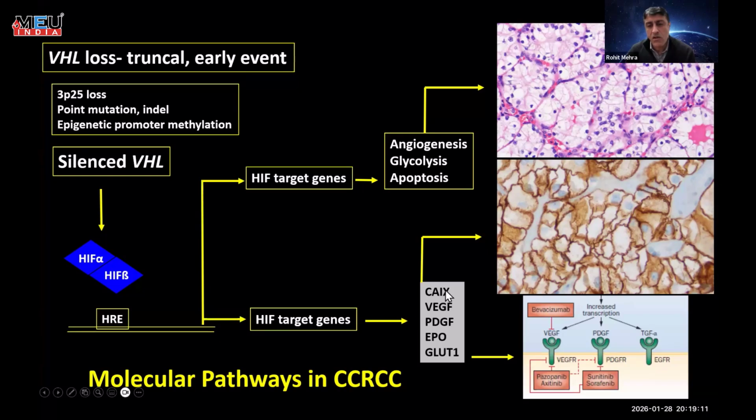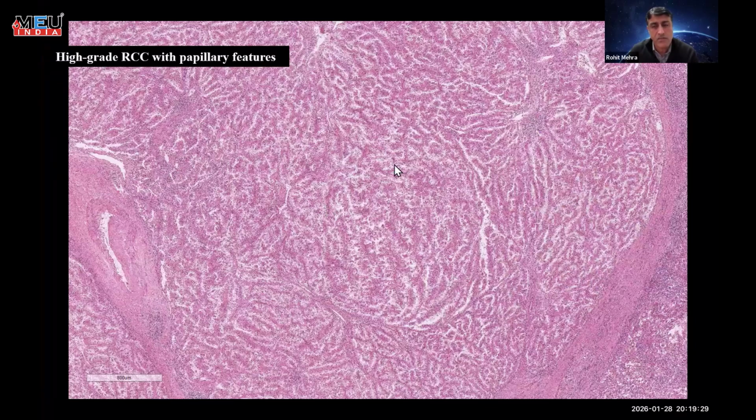Overexpression of HIF target genes also leads to overexpression of downstream biomarkers like CA9, which, like you know, is carbonic anhydrase 9, a membranous ligand, and we use this in our surgical pathology practice on a daily basis to resolve challenging renal tumor cases. Let us review this example of a high-grade renal cell carcinoma with papillary features.